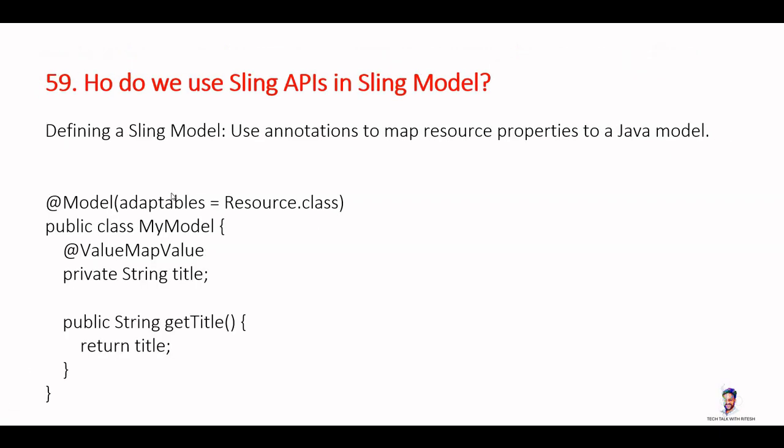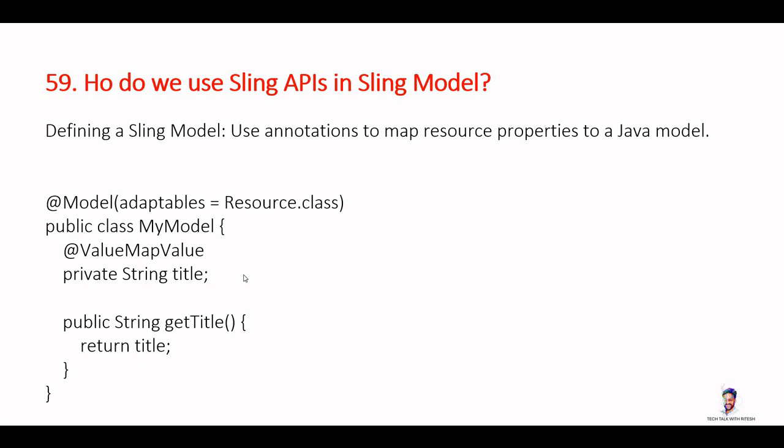Next question is, how do we use Sling APIs in Sling model? In Sling model we use all the annotations, right? We have the Model annotation, the ValueMap annotation, all those annotations we use. So basically it's the backbone, all those Sling APIs we use in Sling model.